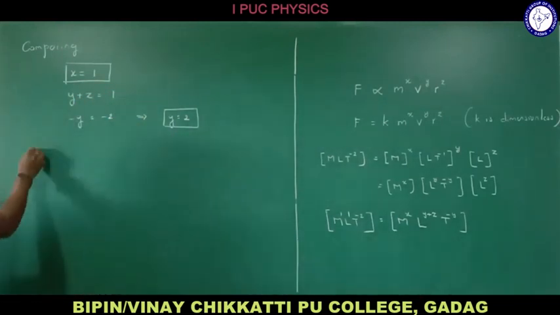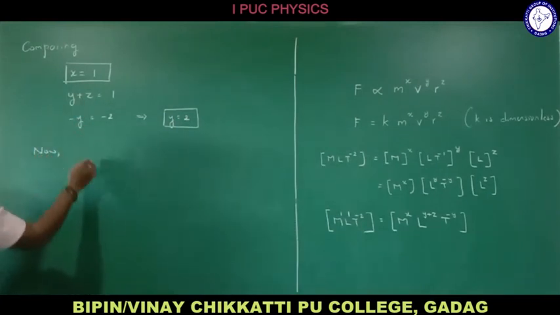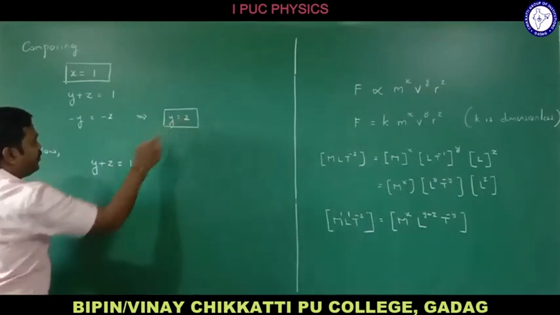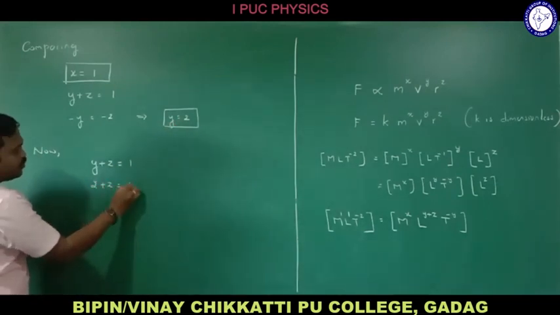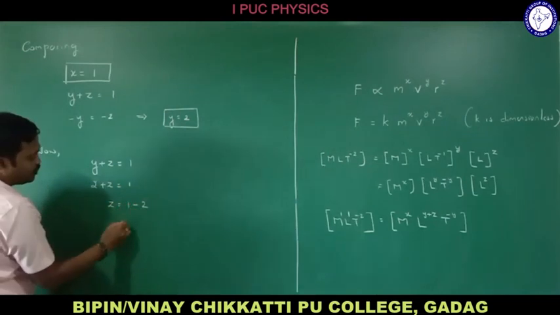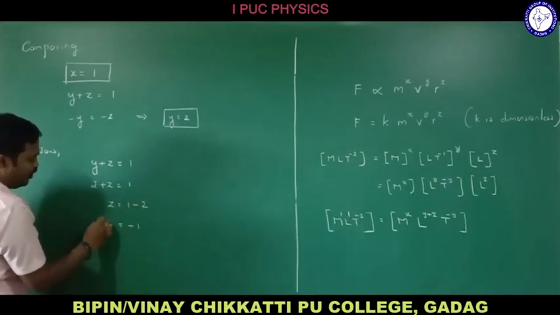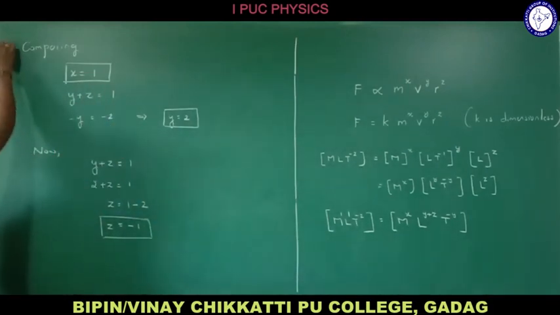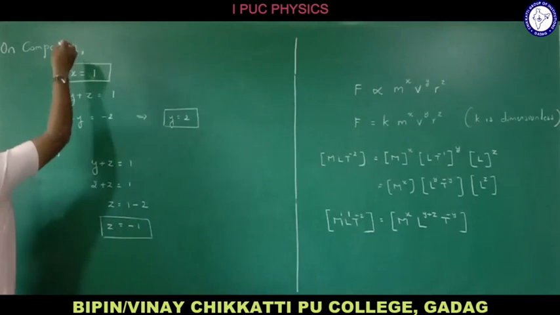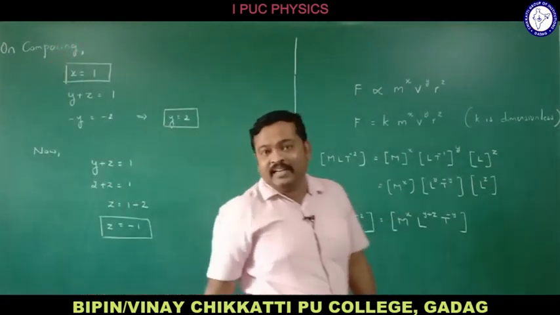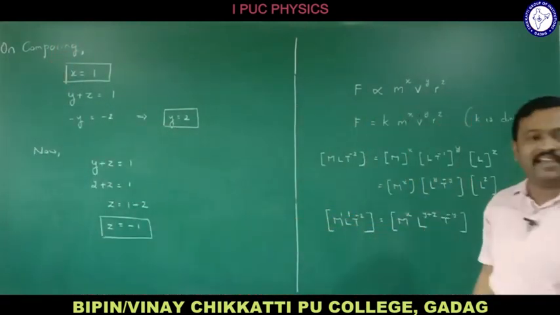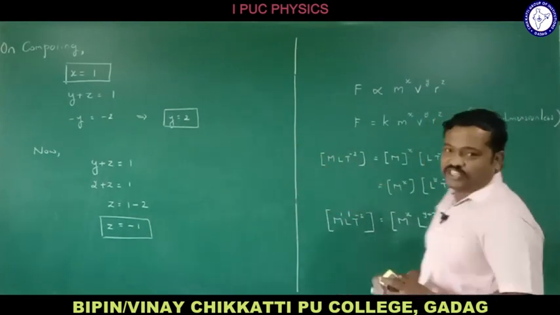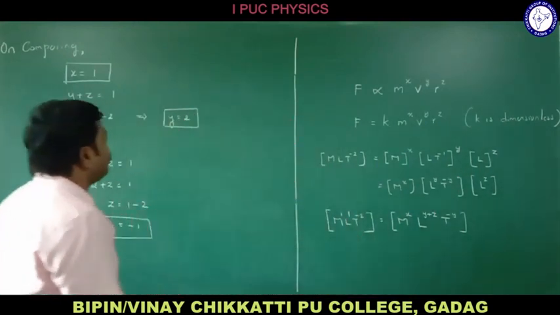How do I get it? Now we have this equation. What is that equation we have? y plus z equal to 1. But we have the value of y now here. 2 plus z is equal to 1. What is z equal to? 1 minus 2. What do you get now here? Minus 1. We got the values of x, y as well as z on comparing the powers of m, L, t. Then we will be substituting the values of x, y, z in this equation.